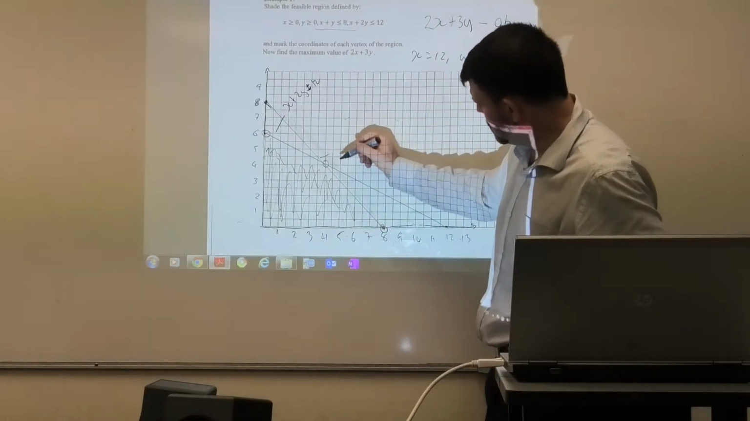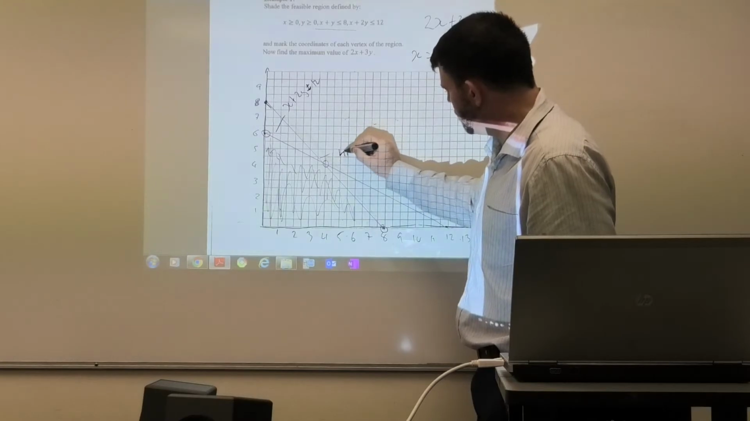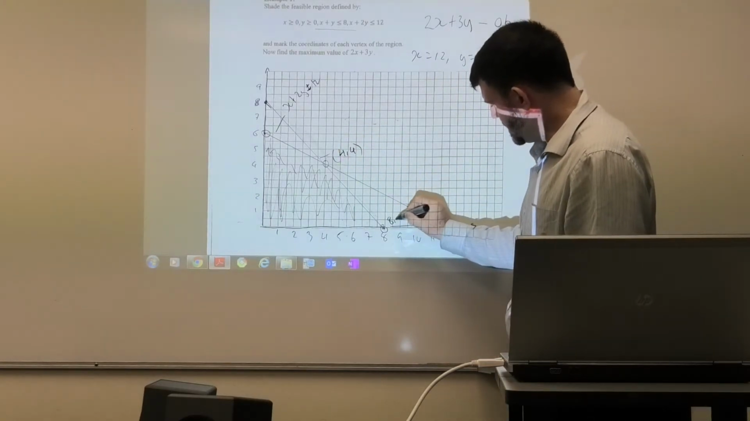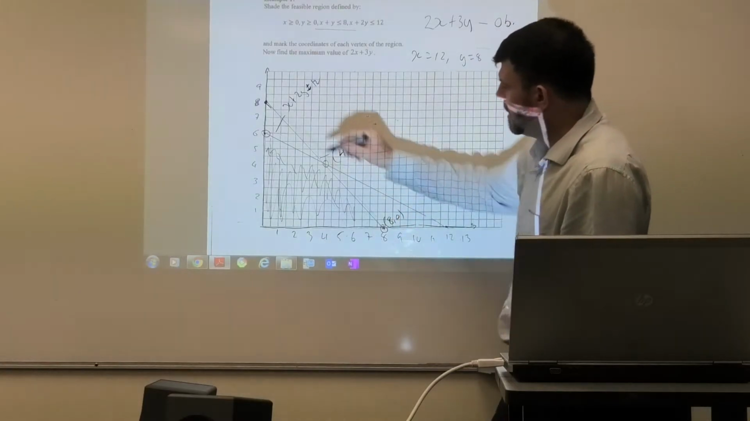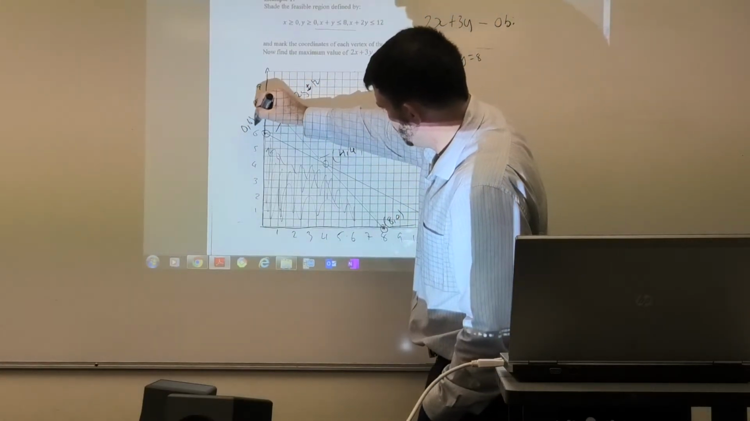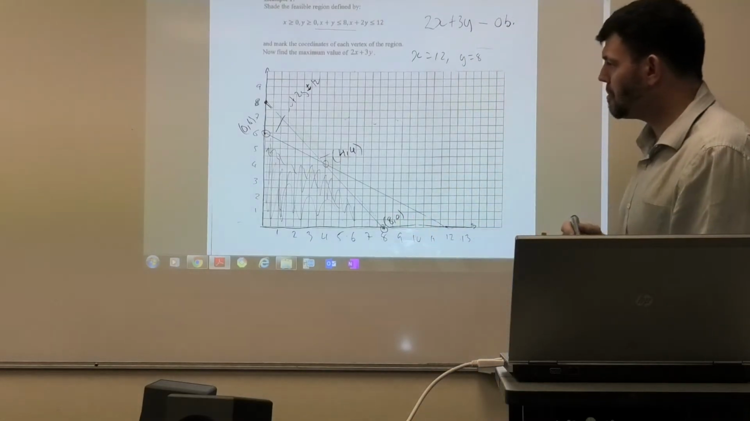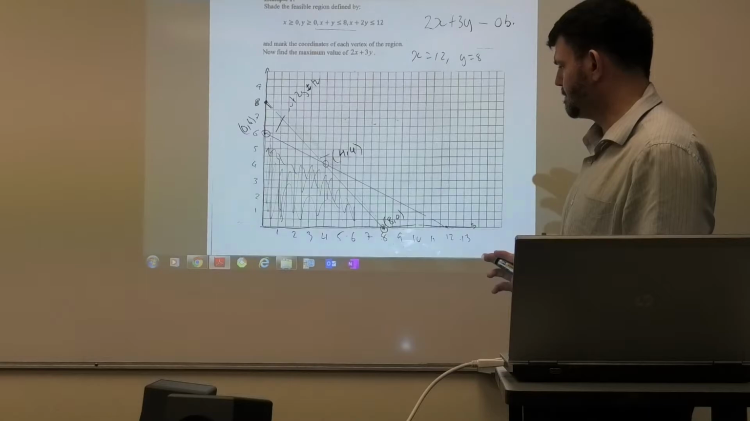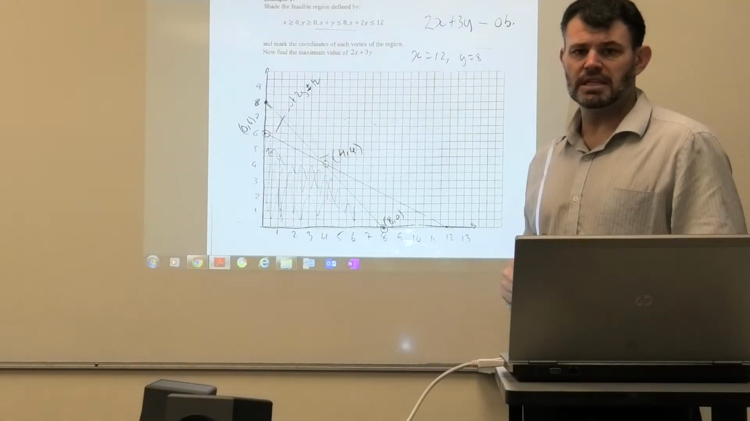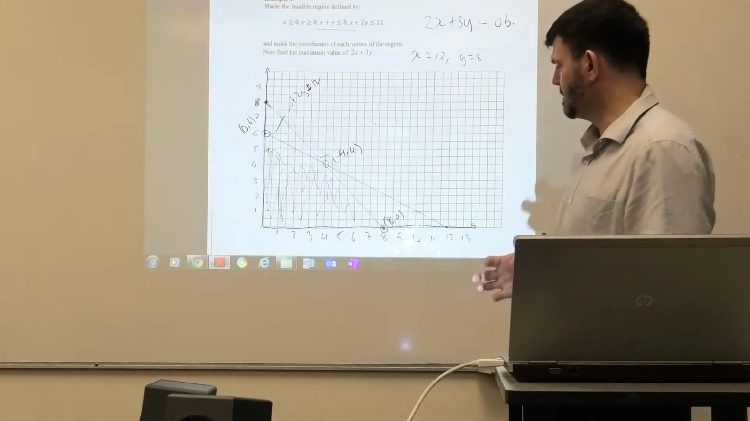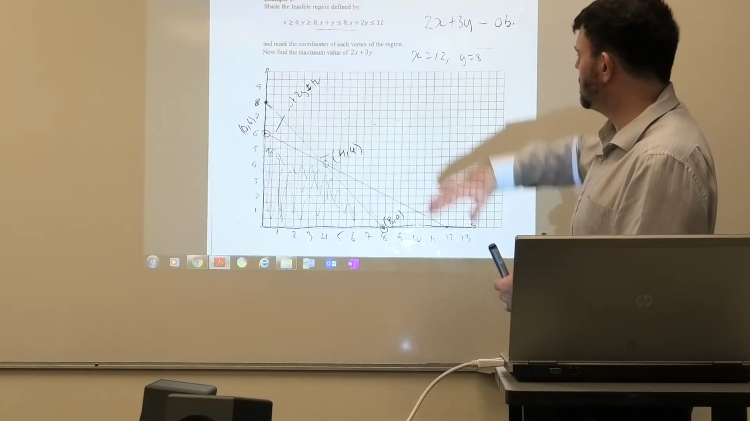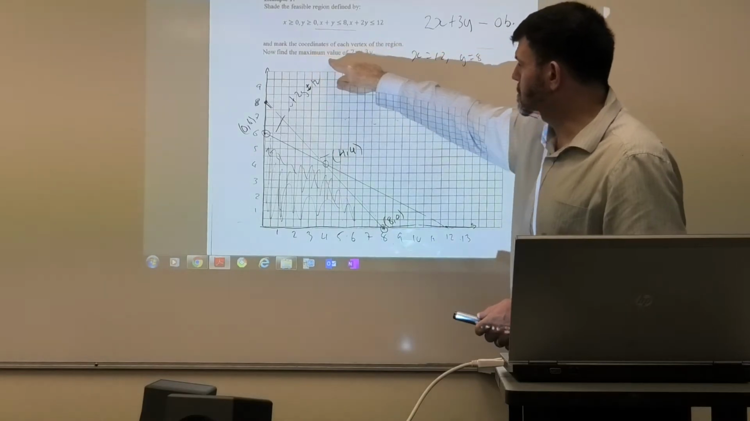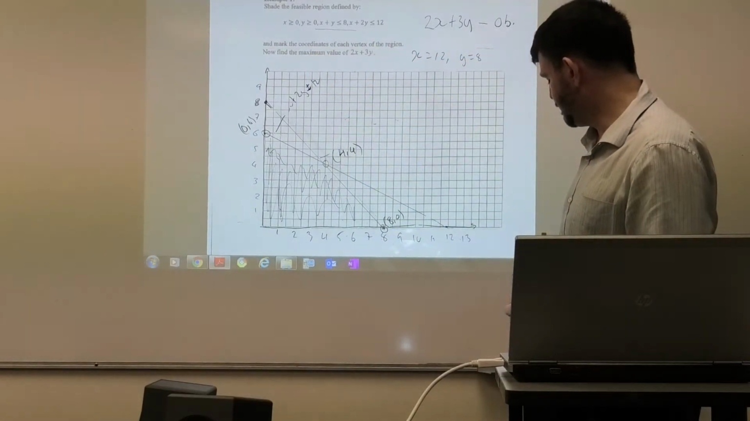So we have something that looks like 4, 4. This one here would be 8 and 0, and this one here would be 0 and 6. So we've got the three vertices that touch this feasible region. And we're going to use those now to help us work out the objective function, the optimal solution. Okay.